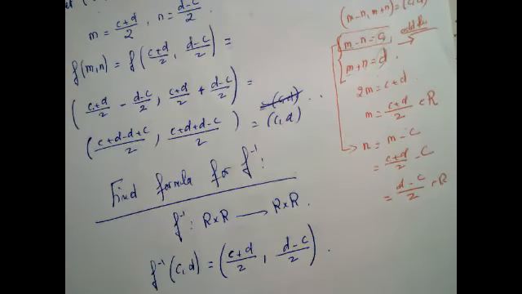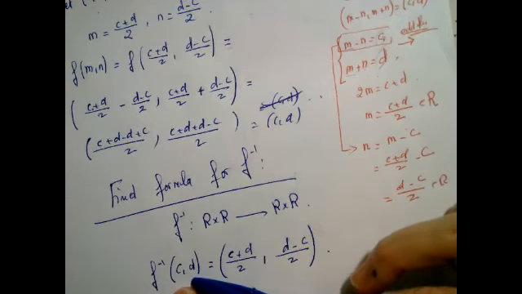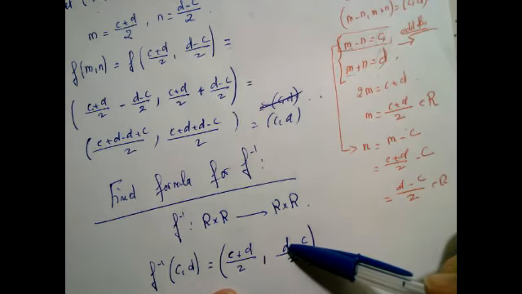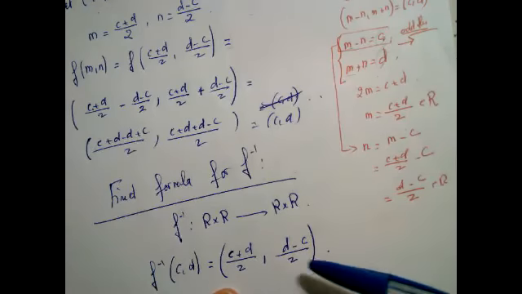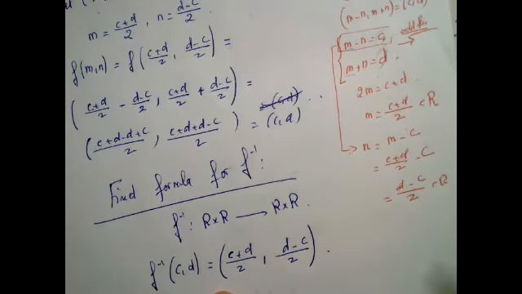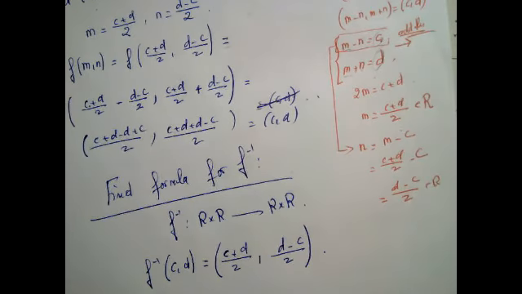f inverse of (c, d) is the input which is sent to (c, d). That's what f inverse is. Which input is sent? I need a formula for it. Which input is sent to (c, d)? This is the input which will be sent to (c, d). And that's the general formula for f inverse. Okay, please ask questions before we move on.